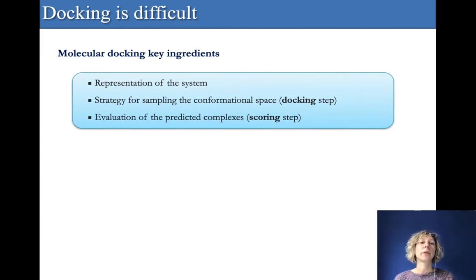So how do we solve it? We need to define a representation for the system, as in the exploration of the conformational space, which we saw previously. And again, similarly to what we saw previously, you need a strategy to search the conformational space and a scoring function to evaluate the conformations you're generating. So here we will talk about the docking step and the scoring step.